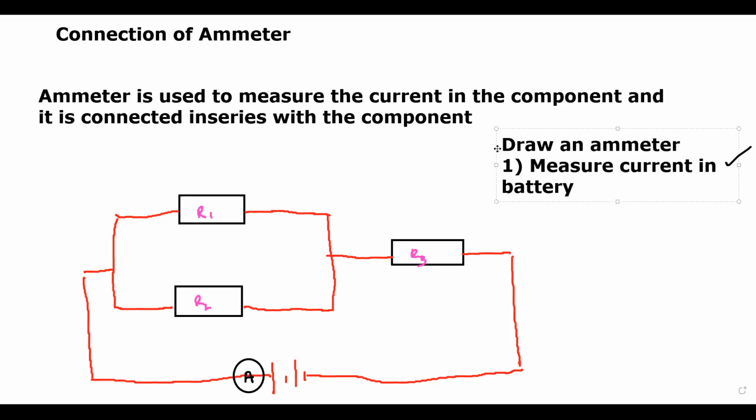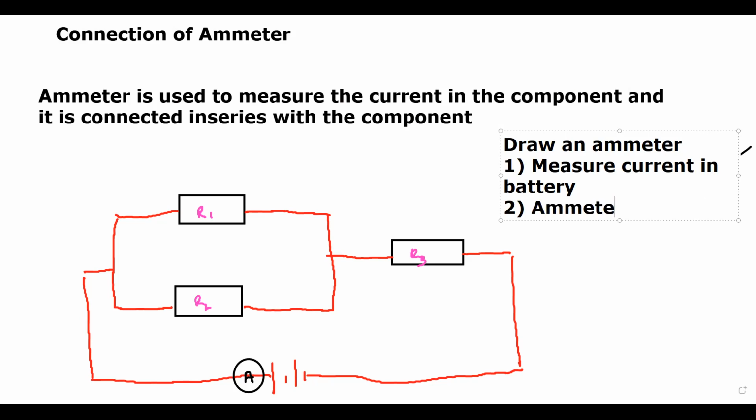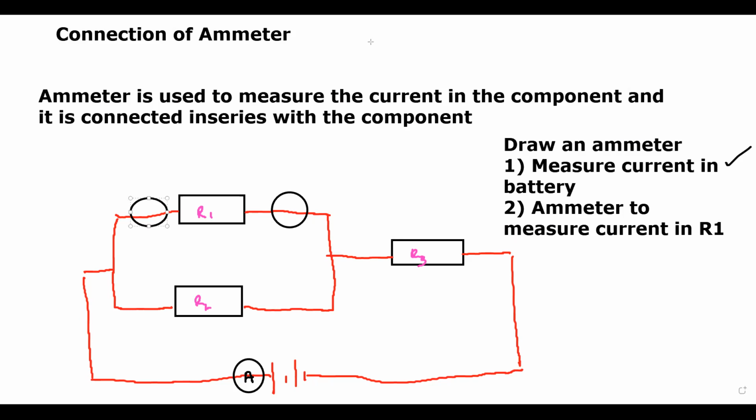But if they say draw an ammeter to measure the current in R1, so this is R1. How should we connect an ammeter? An ammeter is always connected in series, next to the component. I can connect it before or after, it won't make a difference. For example, I connected it after. And what is the symbol for an ammeter? It is a circle with the letter A. So this ammeter will read the current in R1.